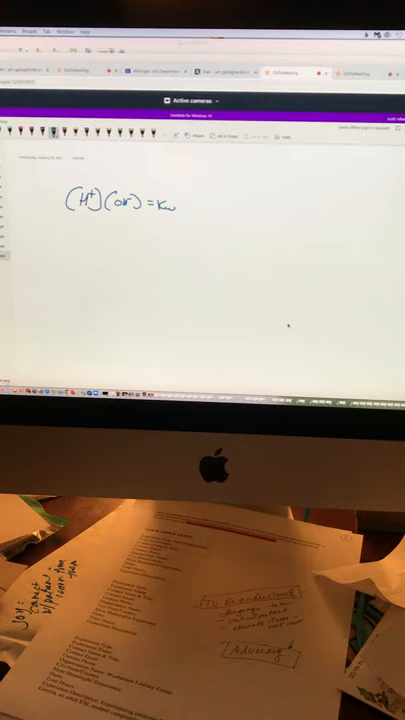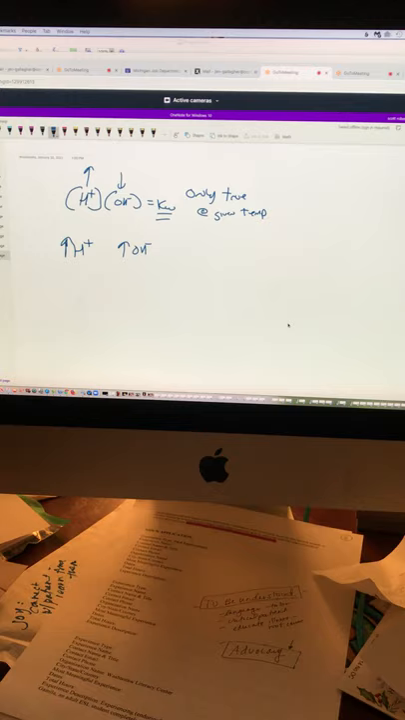It's partially true. It's only true at a given temperature. Got it? This is only true at a given temperature. Is it true that if I told you H plus goes up and OH minus goes up, you'd be like, oh my God, that violates this? Because this says H plus goes up, OH goes down, because that's a constant. Can this happen? Can H plus and OH minus both go up? Yes. What happened to temperature in this case?